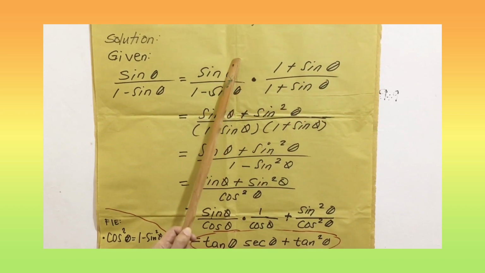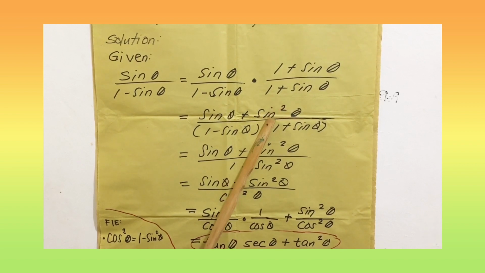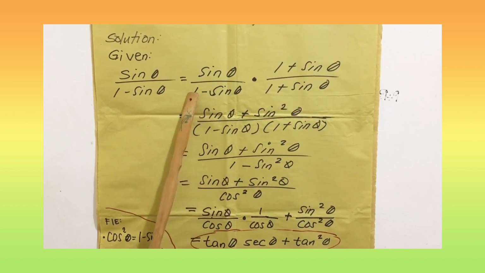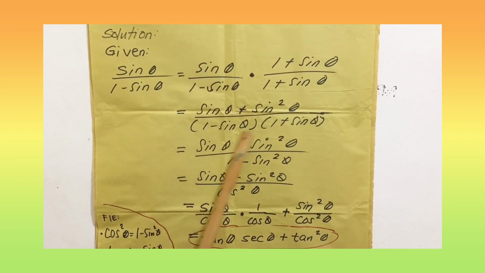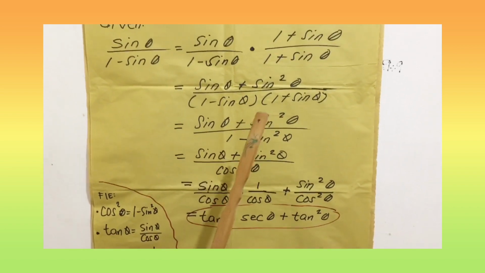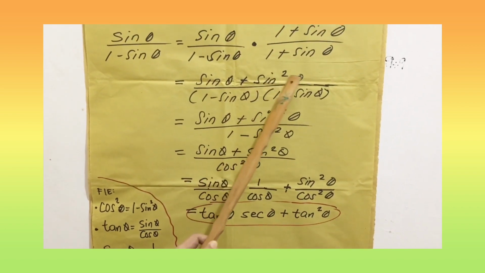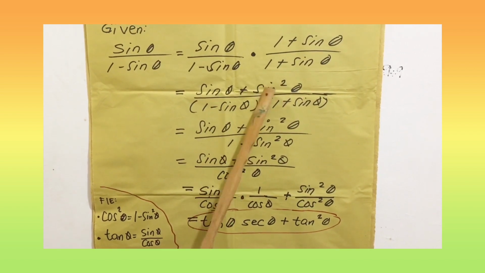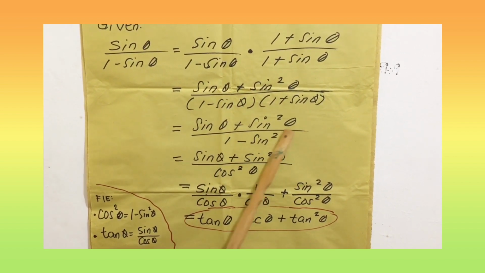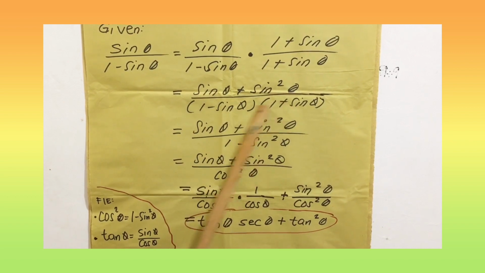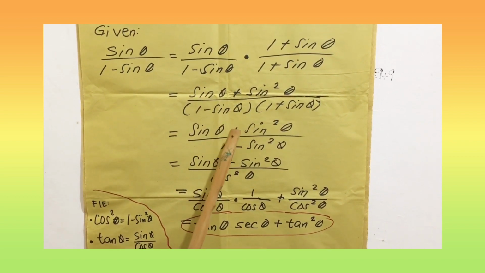And in multiplication, we're going to add the exponent. That's why it becomes sine squared. And the denominator, we have to do just only multiply. Then sine theta plus sine squared theta, the numerator, we have just only to copy. And this denominator, we're going to multiply.